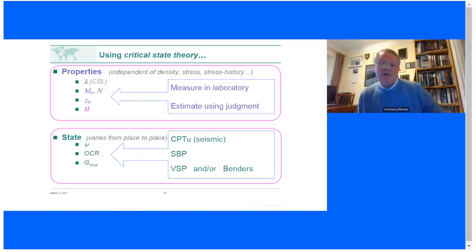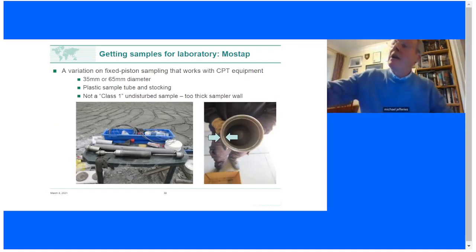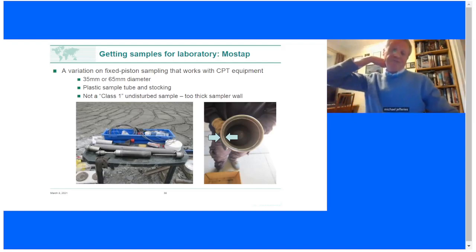And we also have elastic modulus. And we use elastic modulus as a state measure because it depends so much on grain contact arrangement. It seems better to measure it in situ than to do something in the lab. And in essence, properties are what we test in the lab. State is what we get in situ, primarily using the CPT. Let me take you through those items now in turn.